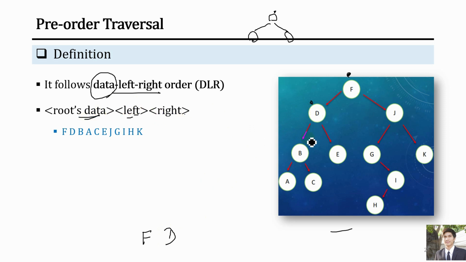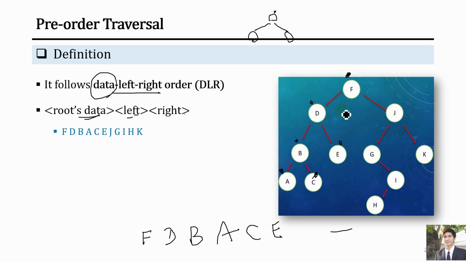Now the left here is D, and because D has another subtree below it, it will go to the left. So the left here is B, so we get B, and then the left next is A. Now the left is already done, so we go to the right. From here we got C, and then the next right, which is E. So now the left is finished, and we go to the right.